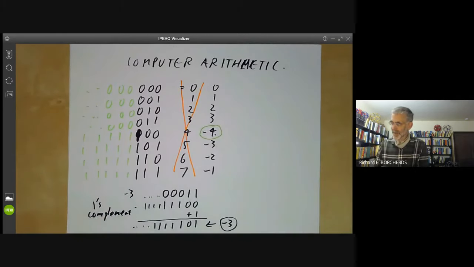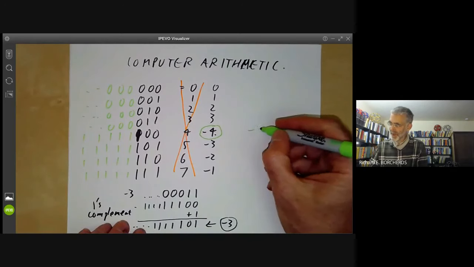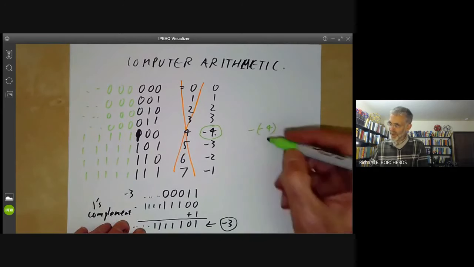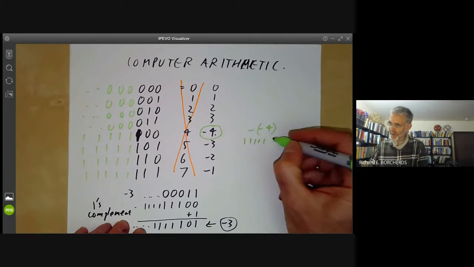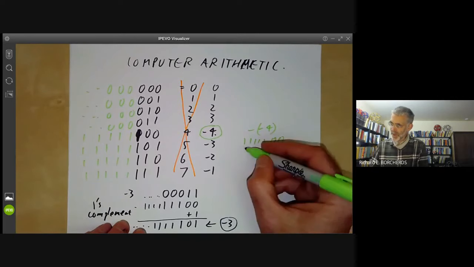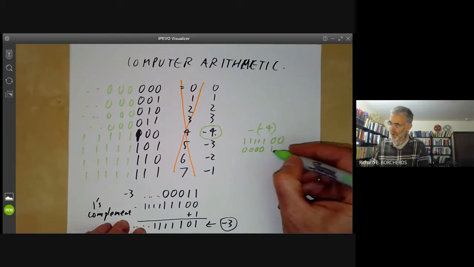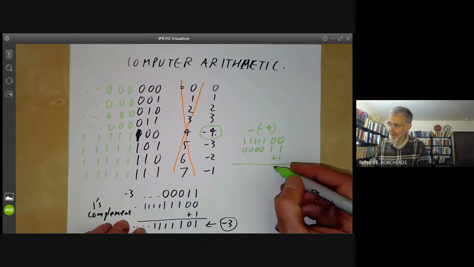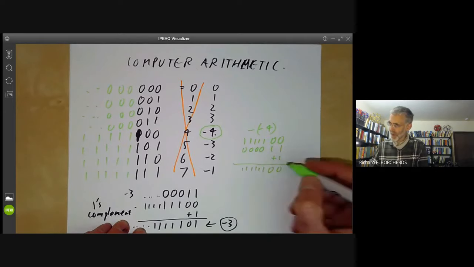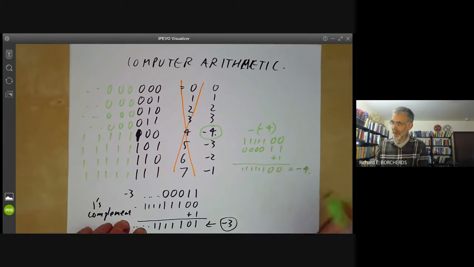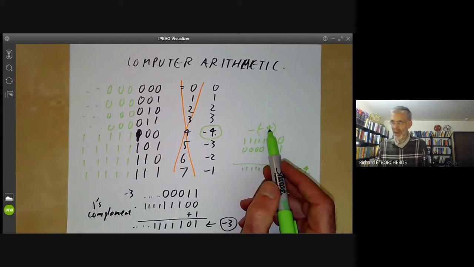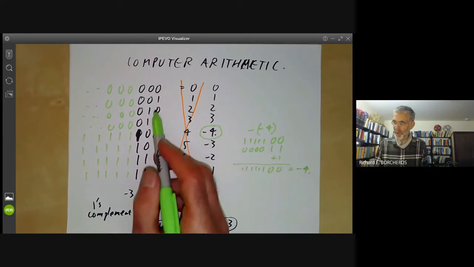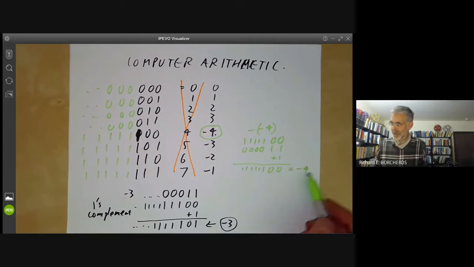So let's calculate what happens if you take minus minus 4. Well, you take the number 1, 1, 1, 1, 1, 0, 0. You take the 1's complement, which is 0, 0, 0, 0, 1, 1. And then you add 1 to it, and we get 0, 0, 1, 1, 1, 1, 1, which is minus 4. So if you ask a computer what minus minus 4 is, and it's got 3 bits in its word, it will tell you the answer is minus 4, which is actually wrong, sort of.